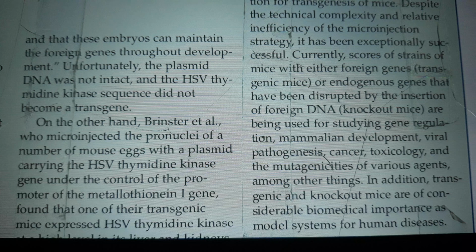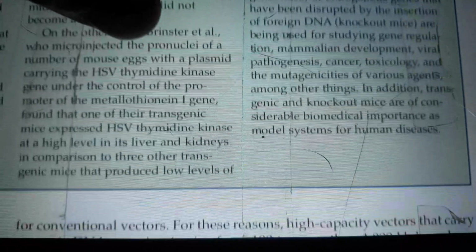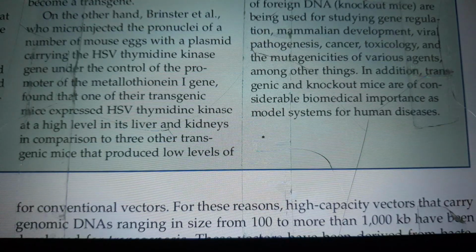Currently, some scores of strains of mice with either foreign genes, transgenic mice, or endogenous genes that have been disrupted by the insertion of foreign DNA, knockout mice, are being used for studying gene regulation, mammalian development, viral pathogenesis, cancer, toxicology, and the mutagenicities of various agents, among others. In addition, transgenic and knockout mice are of considerable biological importance as model systems for human diseases.